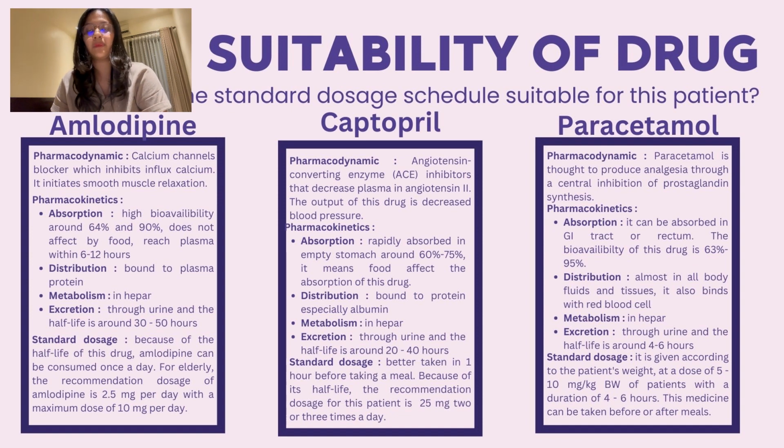Paracetamol is metabolized in the liver, the excretion of paracetamol is through urine, and the half-life is around 4 to 6 hours. Paracetamol is given according to the patient's weight at a dose of 5 to 10 mg per kilogram of body weight with a duration of 4 to 6 hours. These medicines can be taken before or after meals.